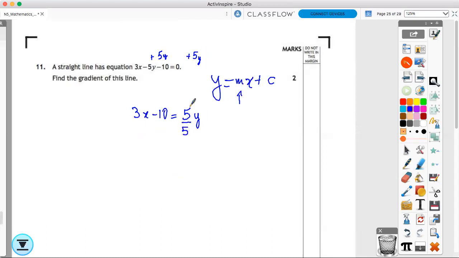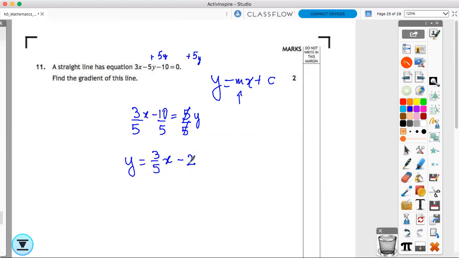So not just 5 over 5, that's a 1, but you need to do 3 over 5 minus 10 over 5. Then I've got my answer, m equals 3/5 of x. What's 10 divided by 5? Two. Yeah. Remember, this is a calculator question, so put 10 at the top and 5 at the bottom on your calculator, and then you've got your answer there.